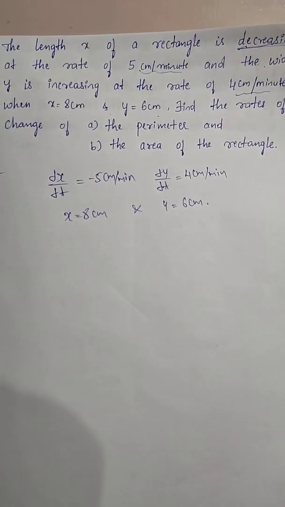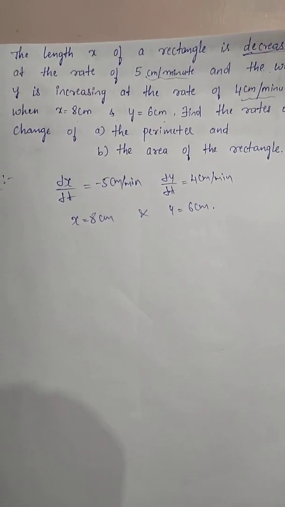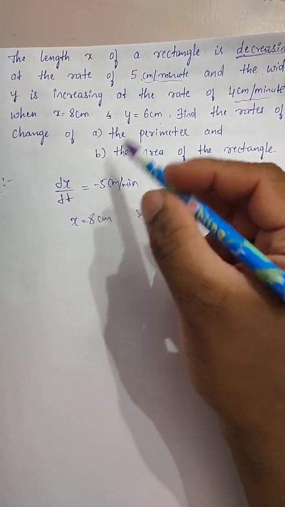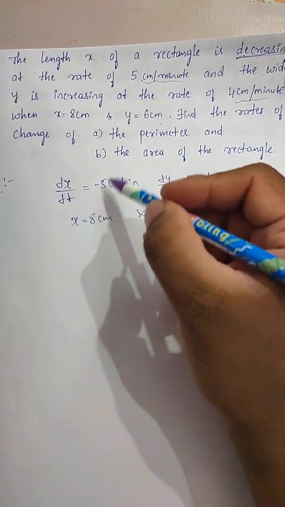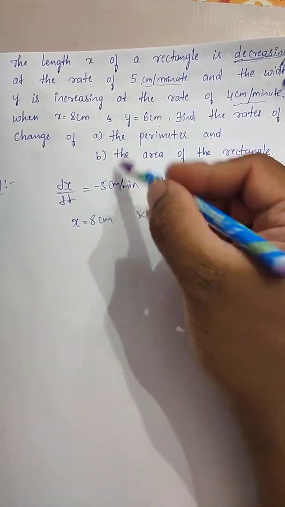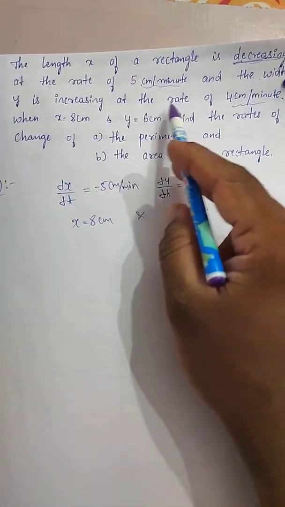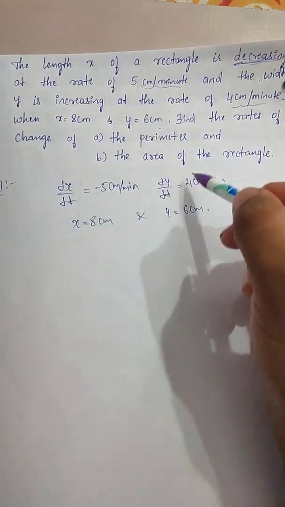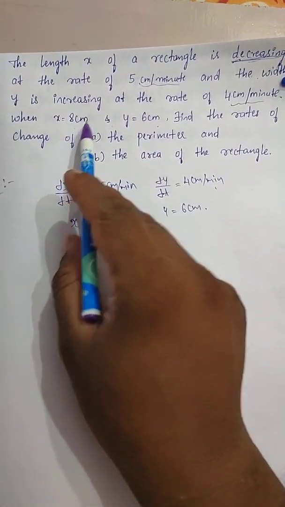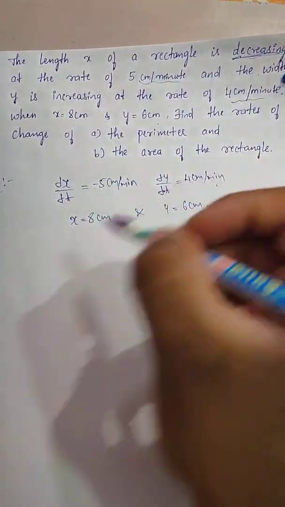Once again I will read out the given data. The length x of a rectangle is decreasing. They clearly mentioned decreasing at the rate of 5 centimeter per minute, so I mentioned minus. And the width y is increasing, so they have given increasing. Increasing means plus 4 centimeter per minute. When x is equal to 8 centimeter and y is equal to 6 centimeter, find the rate of change of perimeter.